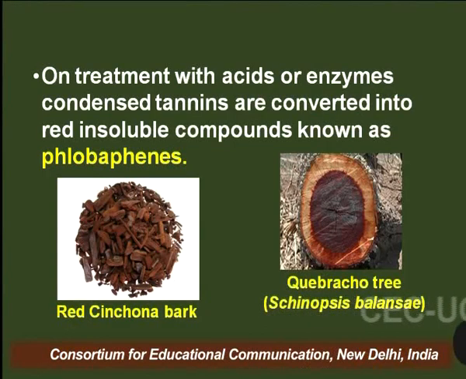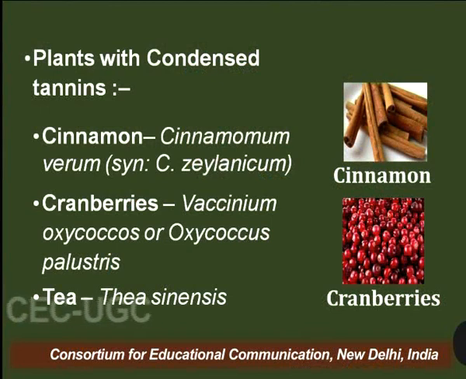Whenever these are treated with strong acids or enzymes, they get converted into red insoluble compounds known as phlobaphene, and these compounds are responsible for the red or reddish brown color of certain drugs like cinchona bark or quebracho tree bark. And these are examples of plants with condensed tannins: cinnamon, cranberries, and specifically tea. These are the common plants that are rich in condensed tannins.